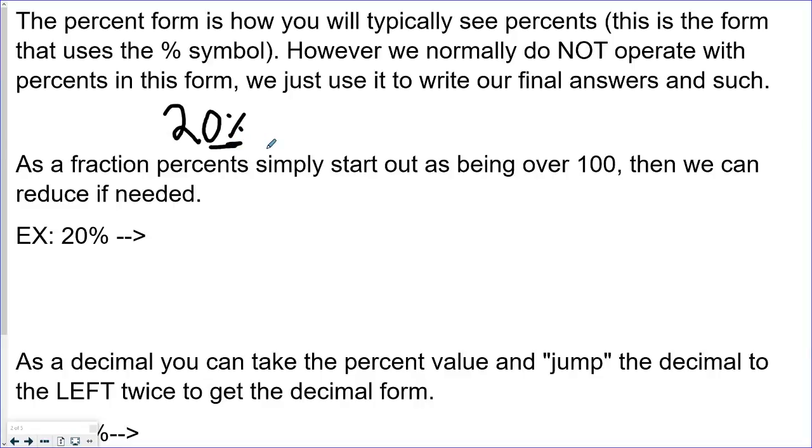Now, this is usually how we write our final answers if they're asking for a percent, but it's not usually how we operate with them. We don't normally operate with percents in percent form, although we do occasionally. We mainly operate with them in decimal or sometimes fraction form.